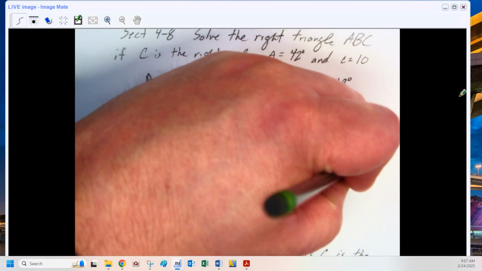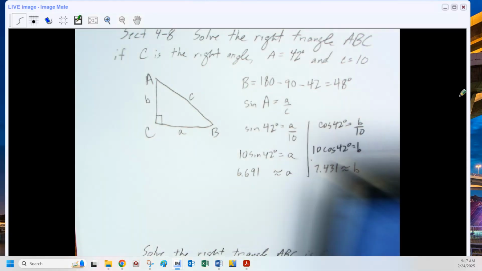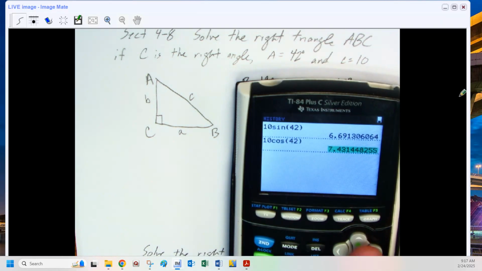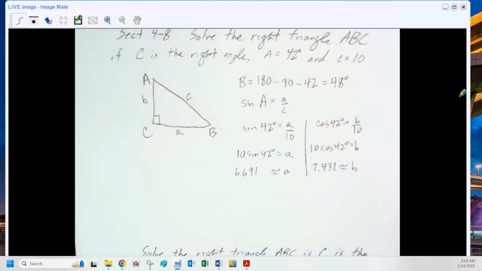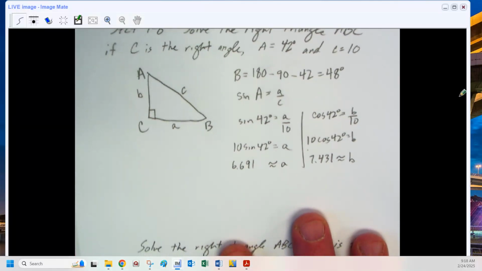Again, we could have done either of those with the Pythagorean theorem once we had one. Like, once we had 10 sine 42, we could have just hit the square root of 10 squared minus that number squared. And that way we would have got our answer as well. Okay? All right. So that was one type of those.